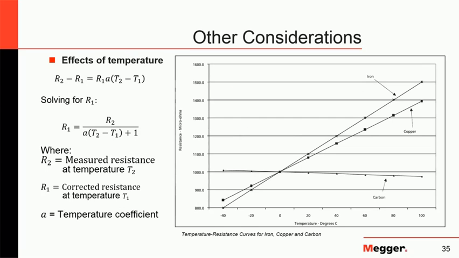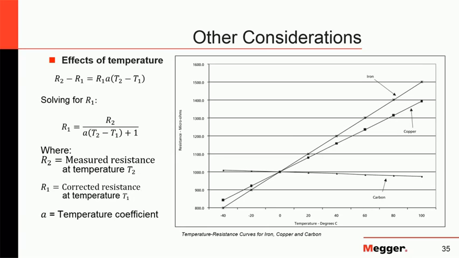And now I want to make a big emphasis on this consideration. The effects of temperature. All of our resistance readings are highly temperature dependent. As you can see in this graph, if you look at the copper curve, for example, you will see that the resistance will change about 40% for a 100 degree change in temperature.